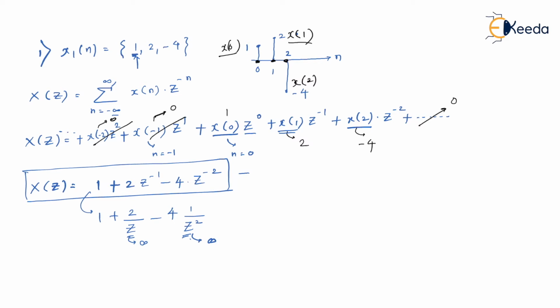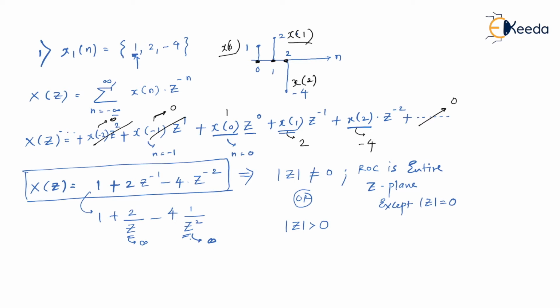So in this expression, if you want your X of z to be finite, your mod of z should not be equal to 0. Or you can write it this way: mod of z should be greater than 0. Is that right? Or you can write it this way: ROC is the entire z plane except mod of z equal to 0. So this is the definition for the ROC of the given signal. I hope you are clear with that.